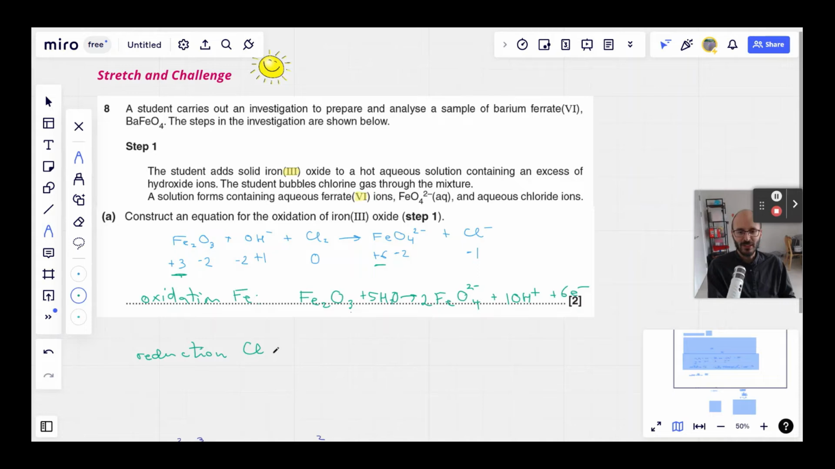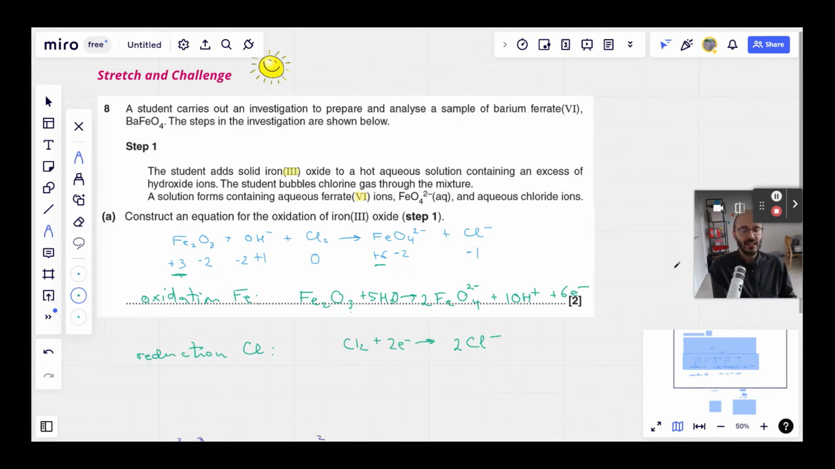Perfect. Now we do the same with chlorine. So chlorine becomes chloride. You have 2 chlorines here, so you need 2 there. Now you balance the charges. 2 minus here and 0 here. That means we need 2 electrons here.